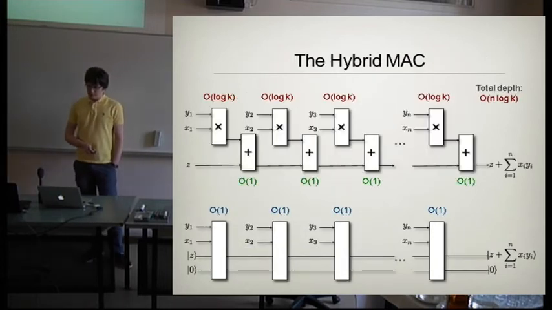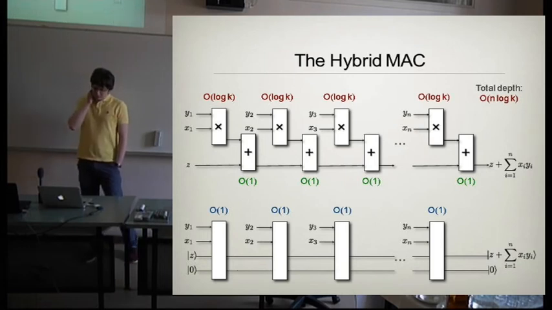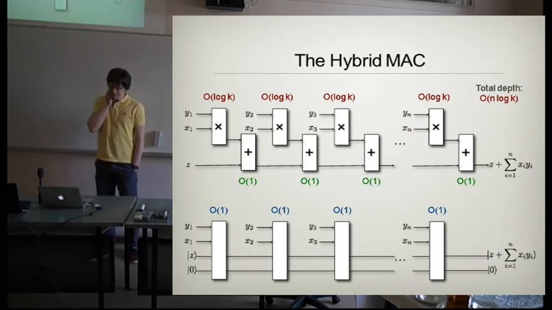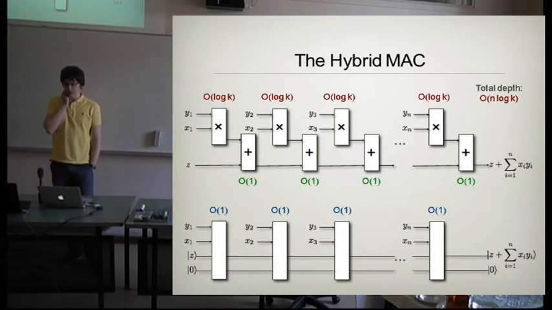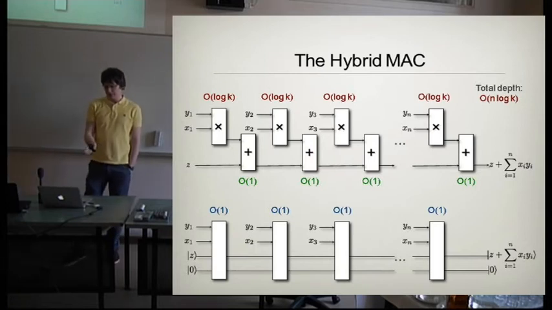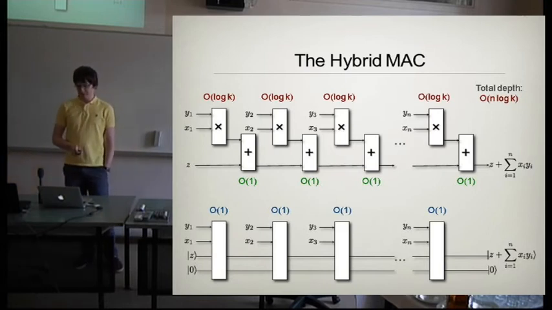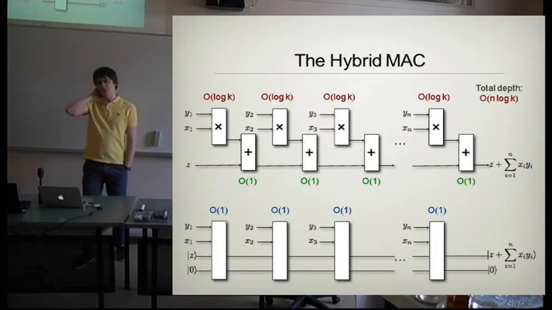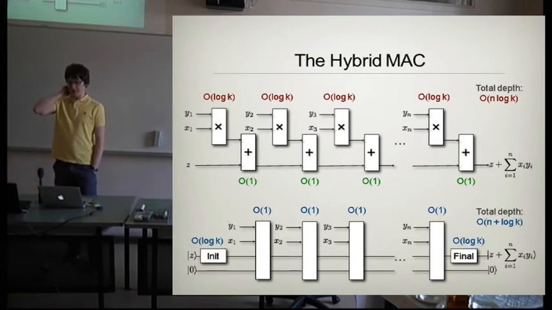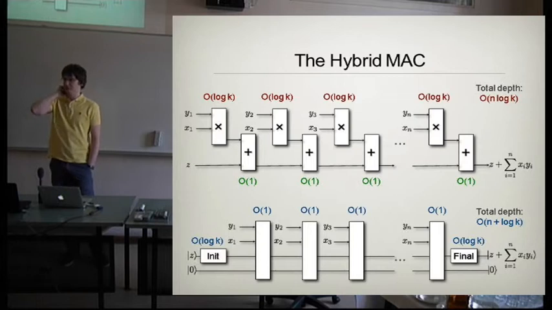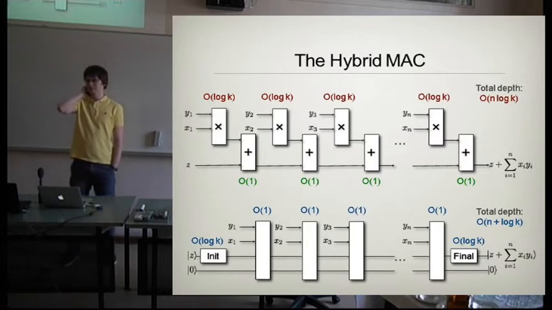So what we will construct is a quantum multiply adder where the unitary operators, the gates we apply, for each of these MAC steps, take only constant time. It does use some ancillary qubits, and it uses some kind of initialization and finalization steps, giving a total depth of n plus log k compared to the classical n times log k.